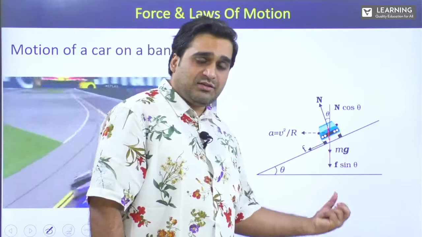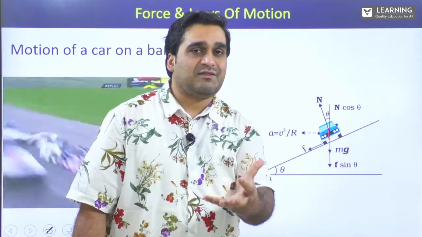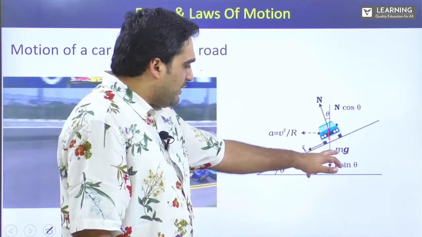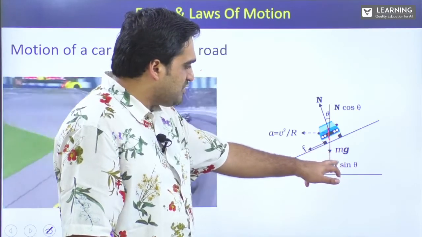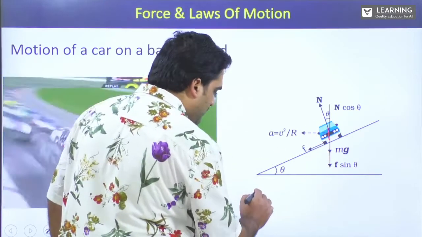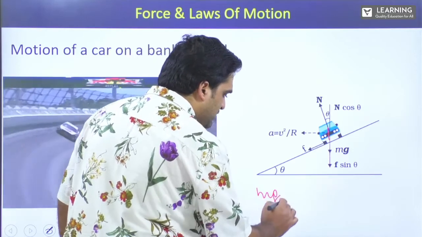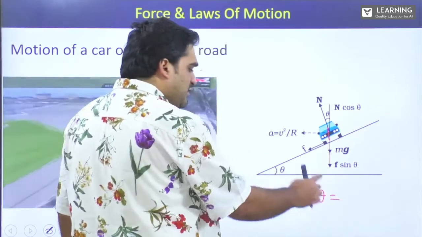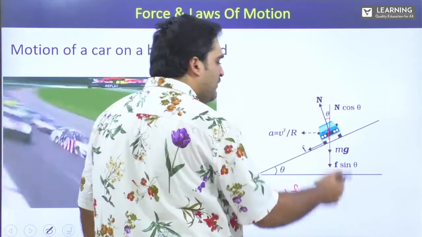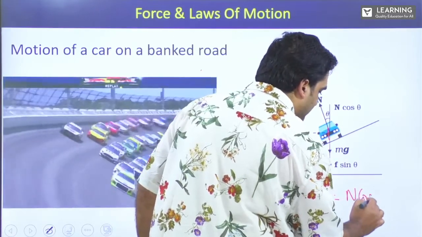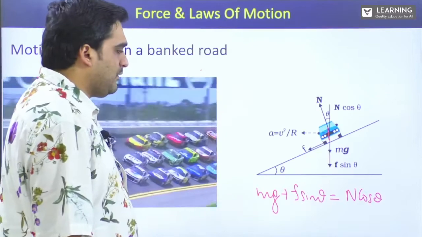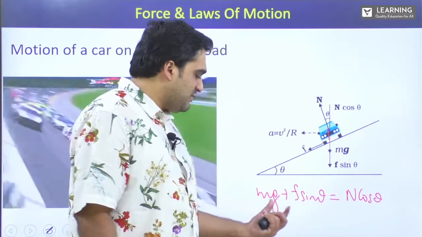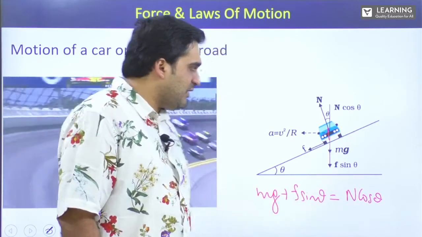Now that we have this figure where multiple forces have been identified, next we consider those multiple forces and put them in equation form. Now we have a downward force mg and F sine theta. So you have one force which is mg plus F sine theta acting downwards. This force is nullified by an upward force which is n cos theta. So we identified one expression: mg plus F sine theta equals n cos theta.